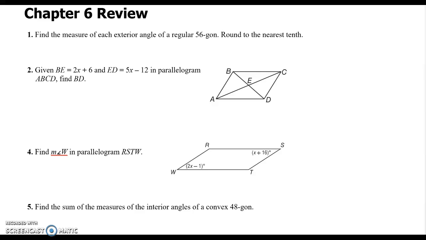Alright guys, here's your test review. So number one, it says find the measure of each exterior angle of a regular 56-gon. Round to the nearest tenth.